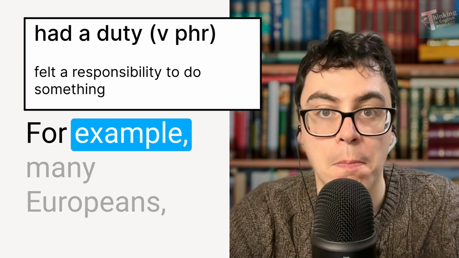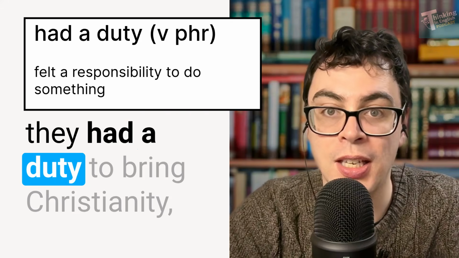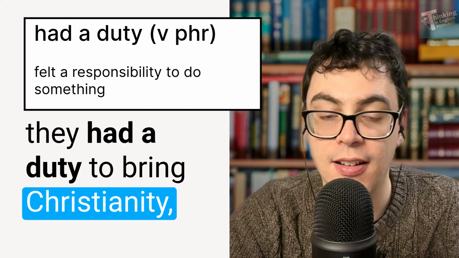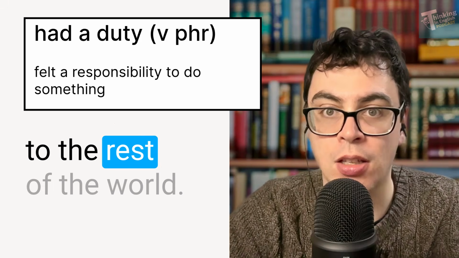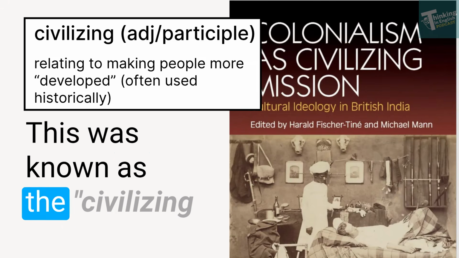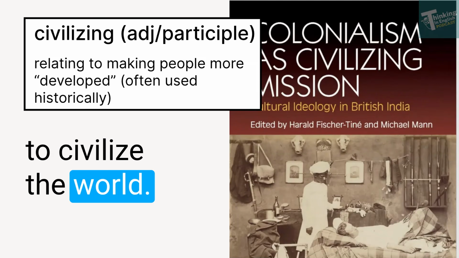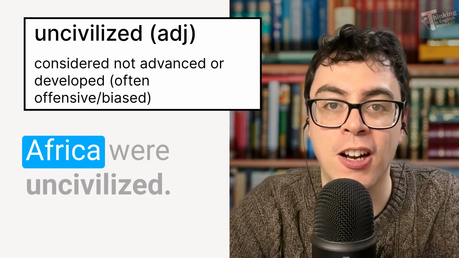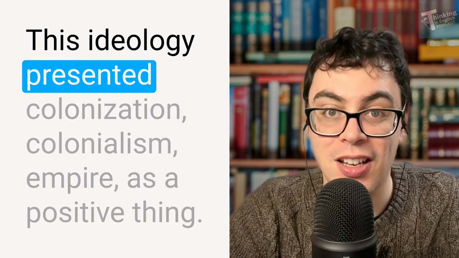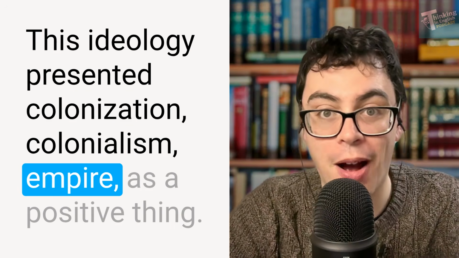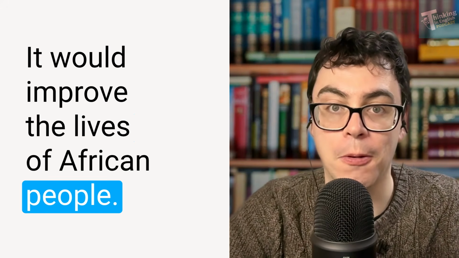For example, many Europeans, especially the British, believed that they had a duty to bring Christianity, education, and modern ways of life to the rest of the world. This was known as the civilizing mission, a mission to civilize the world. It assumed that people in Africa were uncivilized. This ideology presented colonization, colonialism, empire as a positive thing. It would improve the lives of African people.